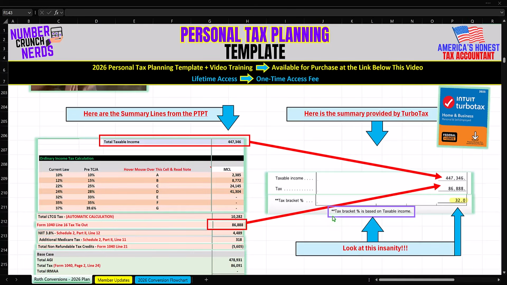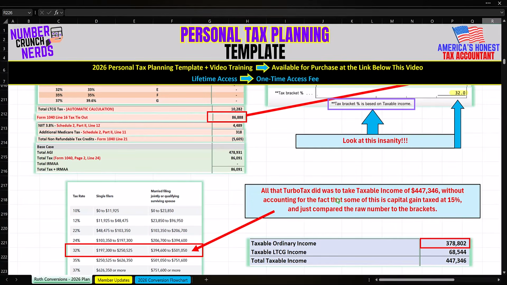And the answer is this little double asterisk insanity listed right at the bottom here. The tax bracket percentage right here is based on taxable income. So all that TurboTax did was to take taxable income of $447,346, without accounting for the fact that some of this, actually a decent portion of it, was capital gain subject to the 15% rate, and it just compared the raw number to the brackets. It said 447,346 must fall just right in here, and therefore you must be in the 32% bracket.